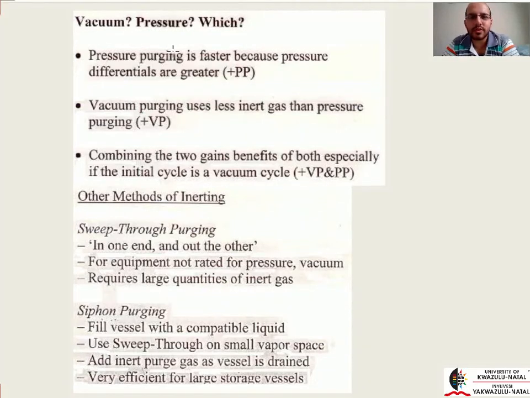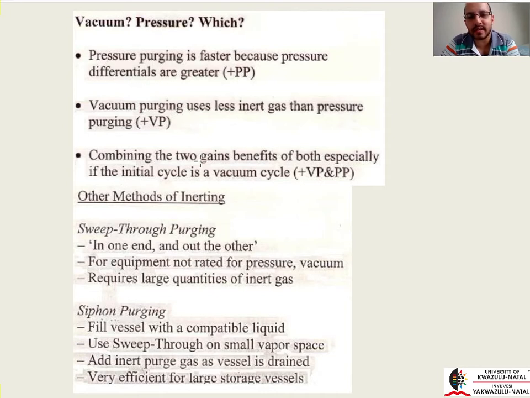Okay, so what do you choose? Vacuum purging or pressure purging? They have essentially their pros and cons. So pressure purging is faster because your pressure differentials are greater. Okay, so it's much easier to pressurize something than to draw a vacuum. So for that reason, pressure purging can be a lot faster. However, if you're doing vacuum purging, you end up using a lot less inert gas. Okay, so remember, inert gas costs money. Okay, so we don't just have pure CO2 lying around or pure nitrogen lying around. Vacuum purging uses a lot less inert gas than pressure purging.